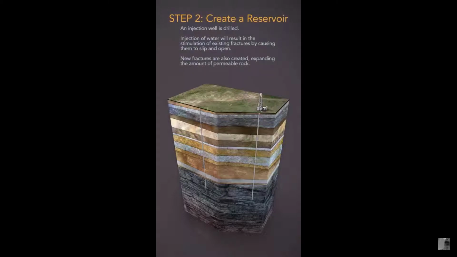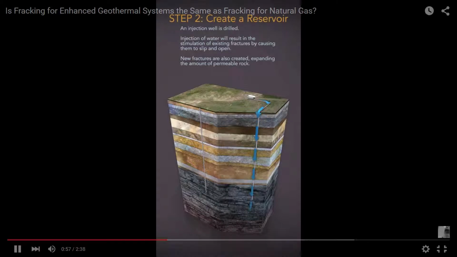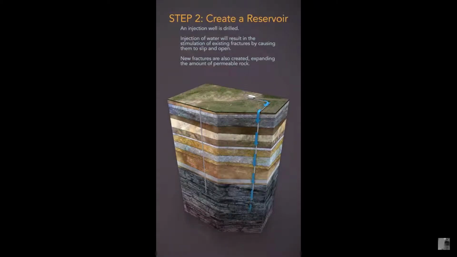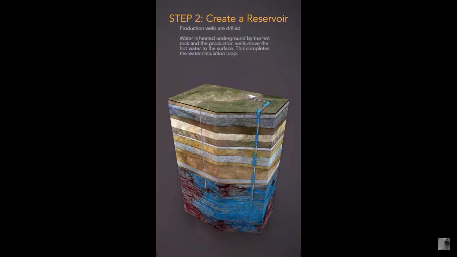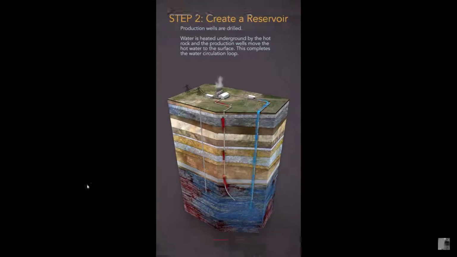Once they've determined the site is going to be okay, they get the injection wells drilled. Injection of water will result in the stimulation of existing fractures by causing them to slip and open. New fractures are also created, expanding the amount of permeable rock. And these are micro earthquakes that are created. So there's microseismicity, and that's how they actually determine the size of the fractured reservoir, by listening and hearing the rock talk.